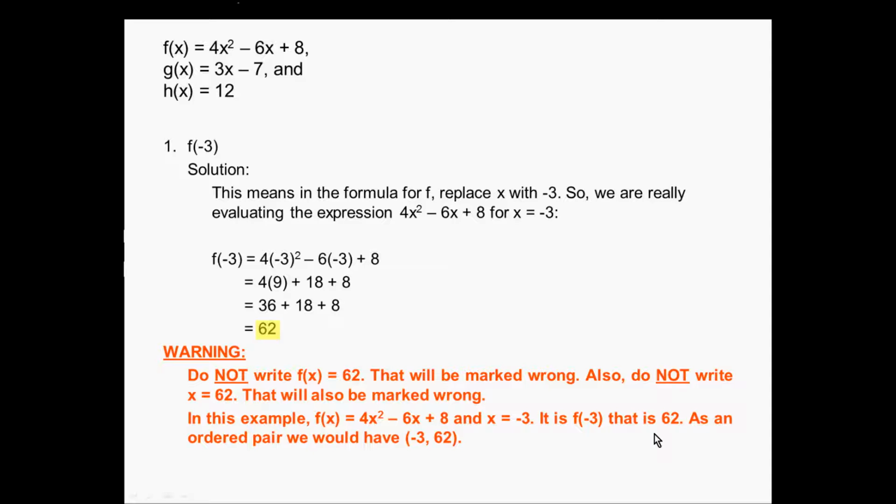If you were told to write an ordered pair, the ordered pair is negative 3 comma 62. Very seldom do we actually write the ordered pair. The only thing you need to write down is your final answer, which is just 62. Again, don't write f of x equals 62. I'll mark it wrong. Don't write x equals 62. It's wrong. It's f of negative 3 that's 62. So heed the warning.